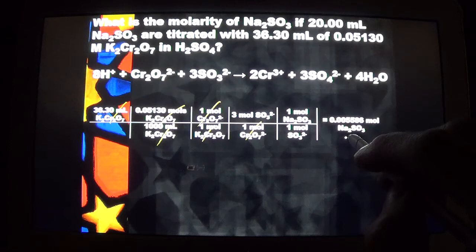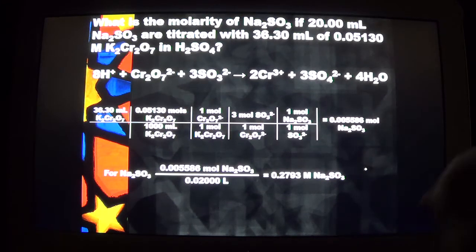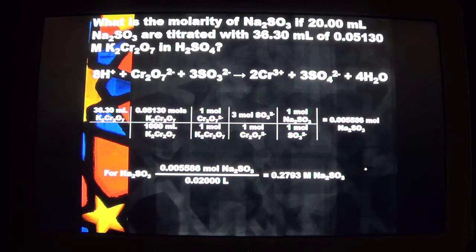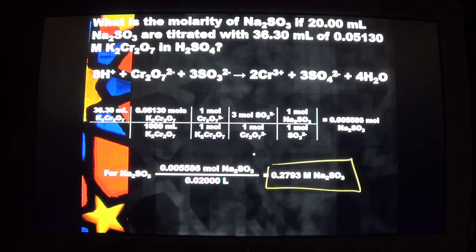Oh, you're right. I did not find the molarity, I just found the moles. Well, that's okay. Now that I know the moles, I know that it's in 20 milliliters or 0.020000 liters. And so I just do the math, and there I go. There's my molarity of sodium sulfite, and I box that. So really no different than we were doing before with an acid-base titration.